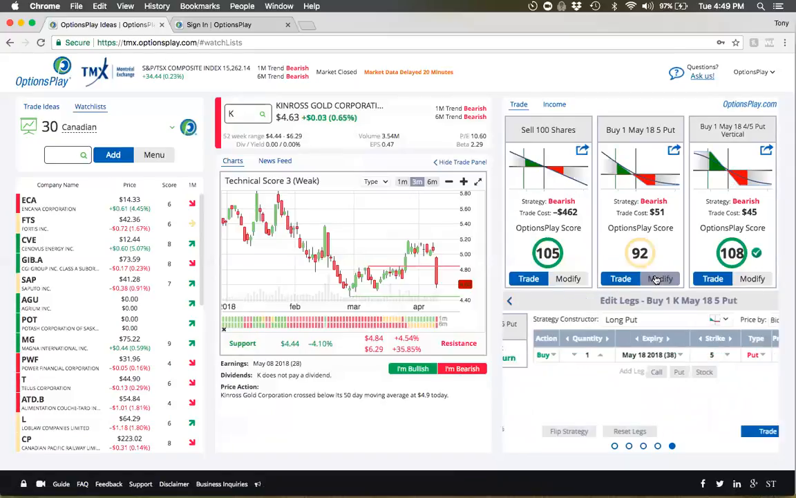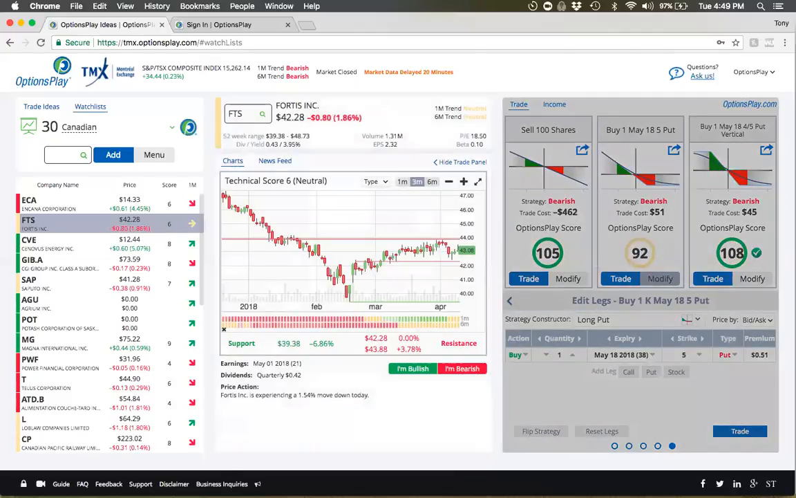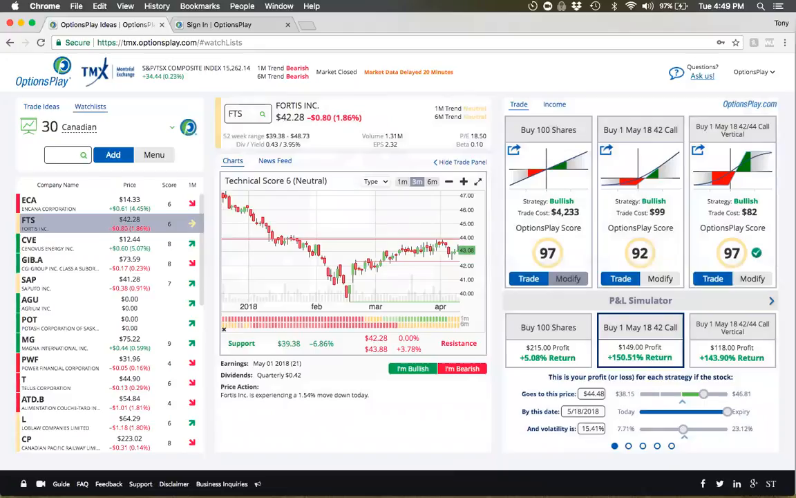You can modify this. So if, let's say, you don't want to trade the May expiration, you want to trade a longer dated expiration, or maybe you don't want to trade the $5 strike. Maybe you want to trade the $4 strike. This allows you to modify this and see how the strategies perform based on your modifications, okay? So let's take a look at some more examples here. Let's look at some higher price stocks, which we'll do some modifications on.